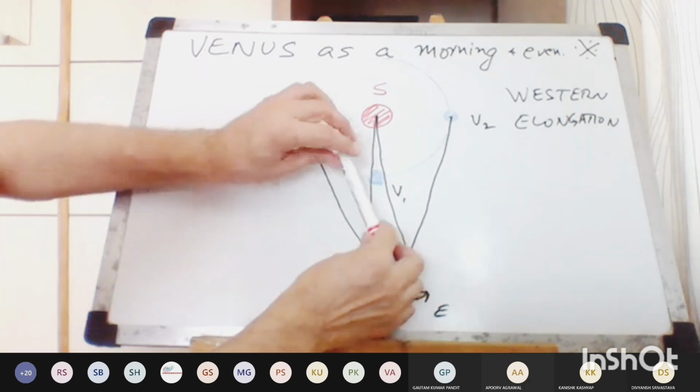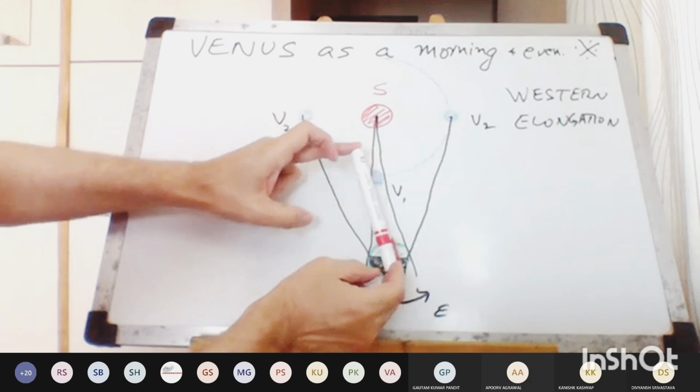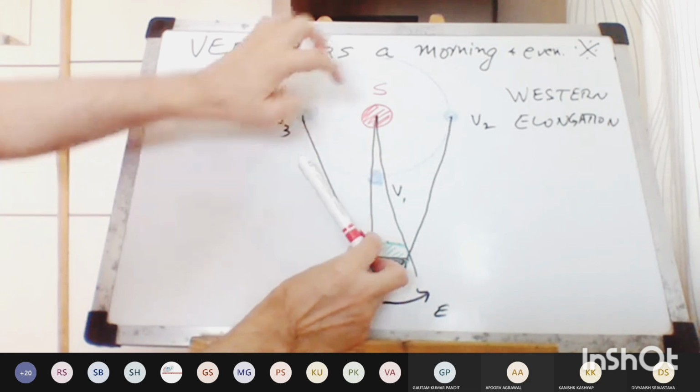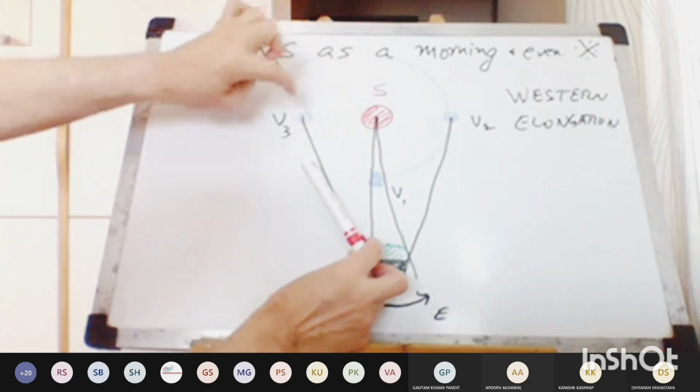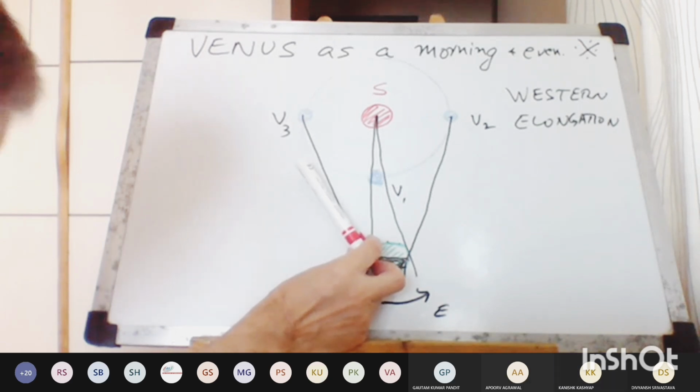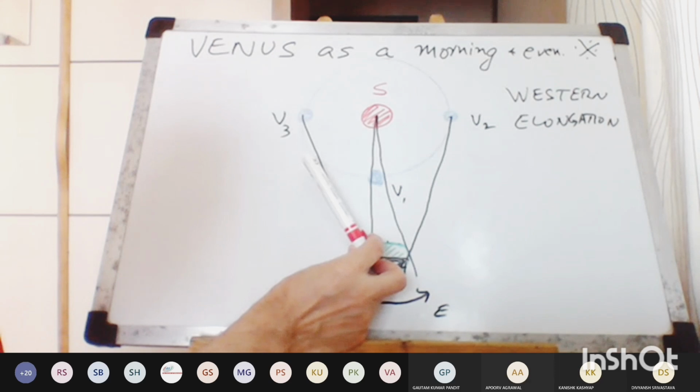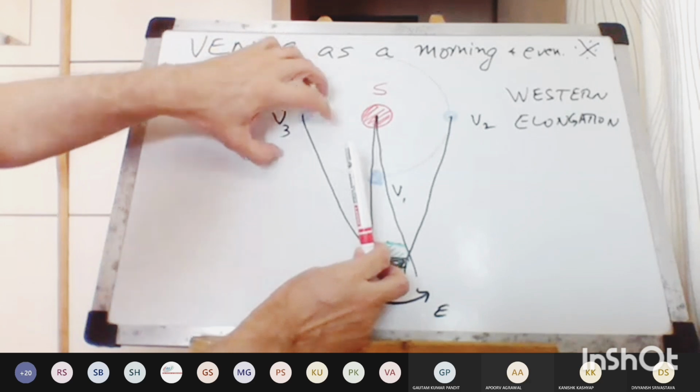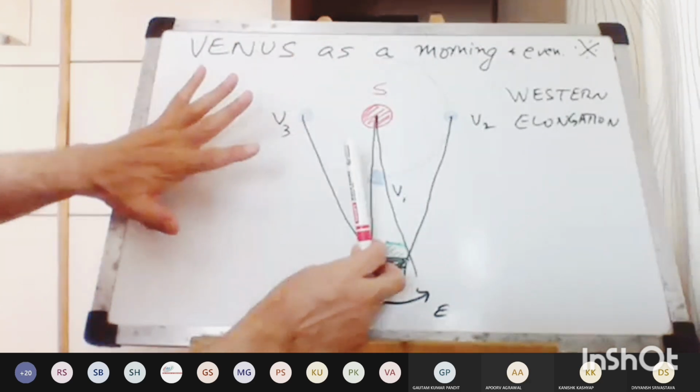Okay. So in the evening, what will happen? Which body will set first, the sun or V3? Sun. Very good. So in the evening, the sun will set first, then it will become dark. So automatically V3 will be visible. So whenever Venus is at V3, it is visible only in the evenings.